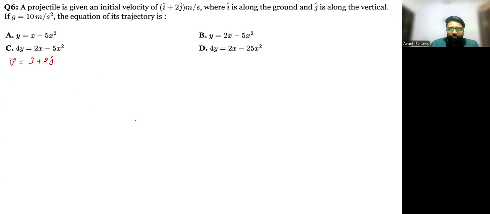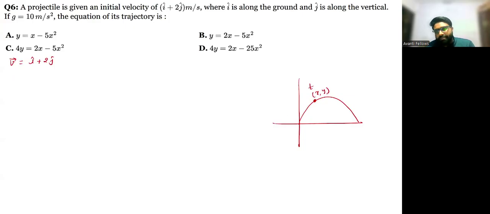So always remember to find the equation of trajectory in any kind of motion. And here it is projectile motion, so definitely the trajectory will be parabolic. For that, you consider the particle at any general point x, y at time t. So we need to find the relation between x and y. And how do we do that?